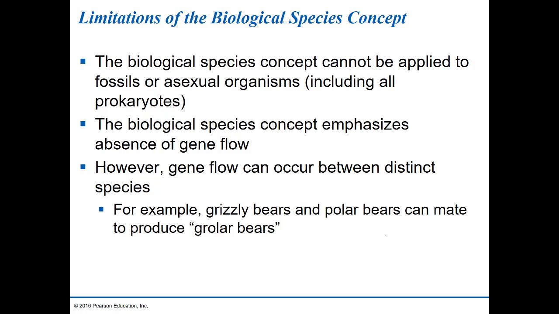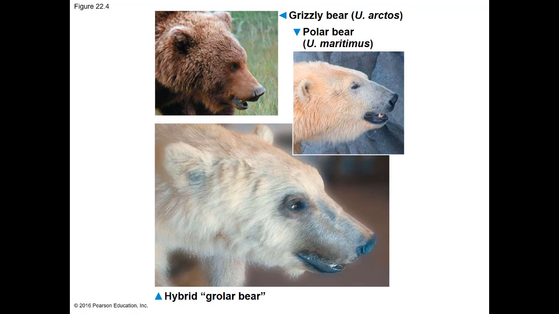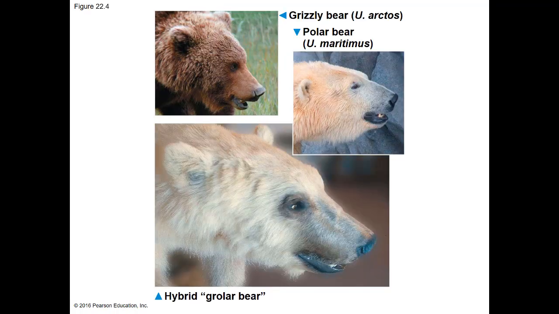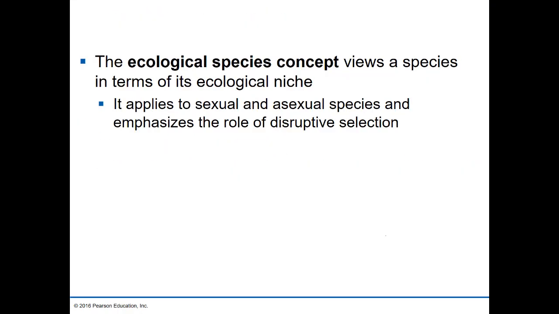For example, grizzly bears and polar bears can mate to produce these growler bears, and that growler bear is able to produce viable offspring, but you're talking about a physical barrier that keeps them apart. They just don't do it, but they do produce a viable offspring that can reproduce.